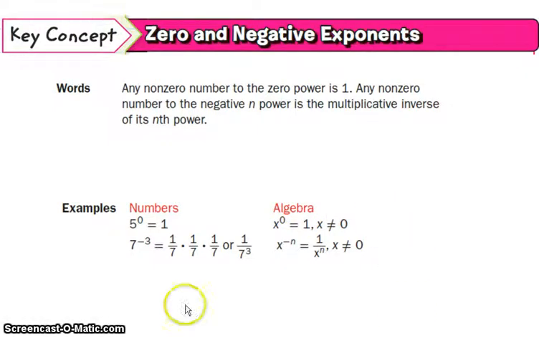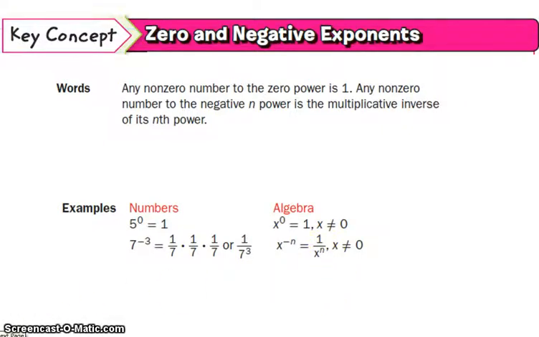Now, if it's not 0 and we have a negative exponent, what we're going to do is flip it and write the reciprocal. So 7 to the negative third becomes 1 over 7 to the third. X to the negative nth power, we're going to flip it, and it becomes 1 over x to the nth. Notice when you flip it and write the reciprocal, the exponent becomes positive.